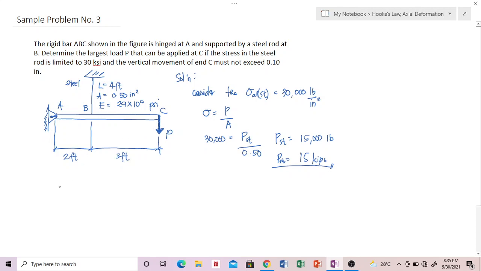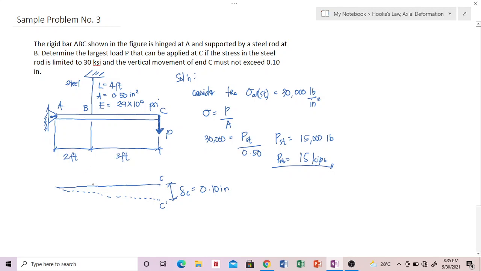If we sketch this, let us draw the original position of the rod AC. Initially, it is horizontal. Once the load P is applied, the rod will rotate. We exaggerate it, although the deformation is unnoticeable. This is the displacement of C and is limited to 0.10 inch. When you apply P, from C we get C prime. So this is the vertical displacement of C.